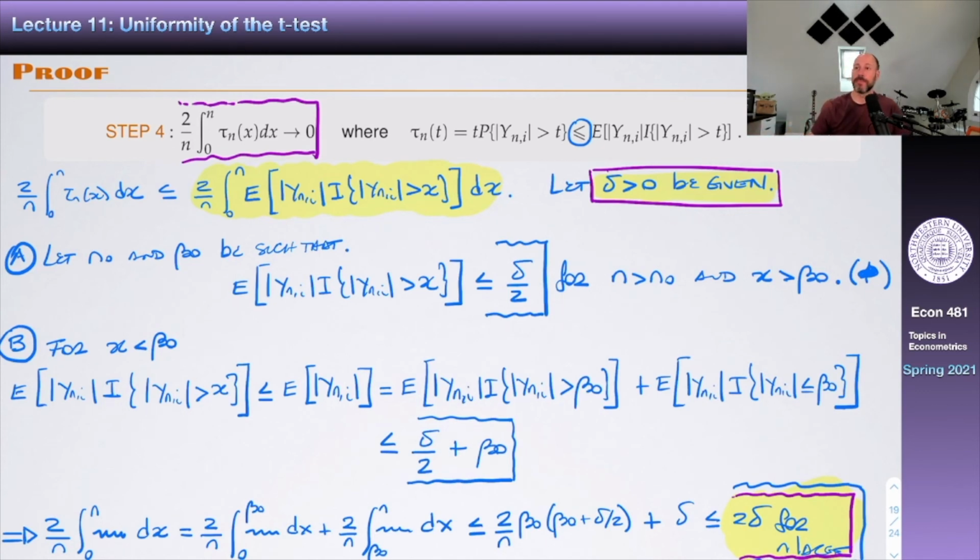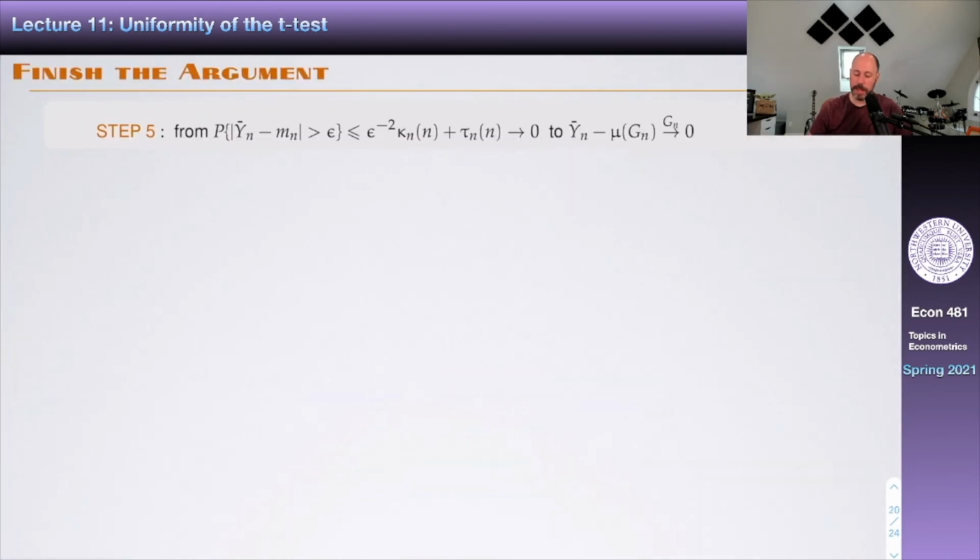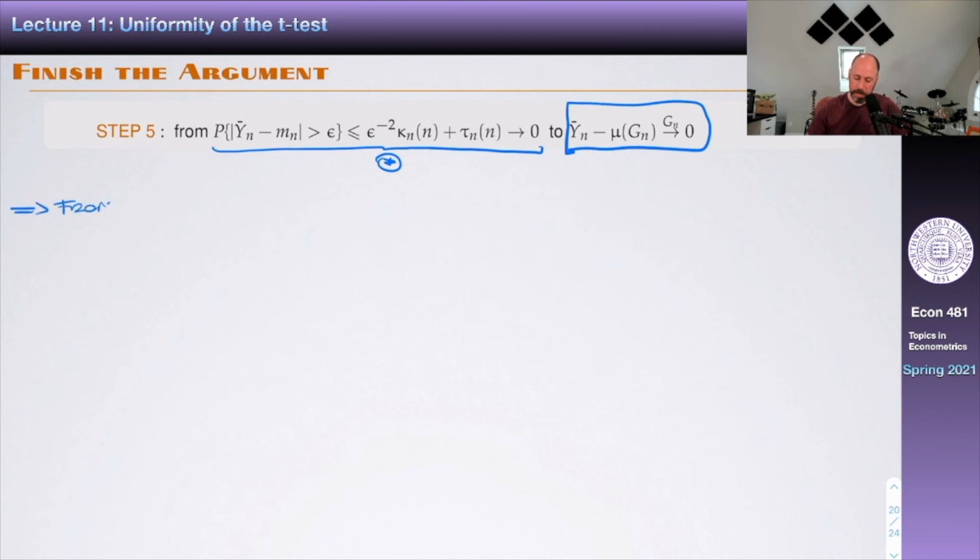Questions about step 4? Well, I said there were 5 steps, so we are getting to the end. We just put all this together. Step 5, from this to what we want to prove. Let's call this star. So from star, we have that y bar n minus mn converges to 0 in probability under gn, okay?